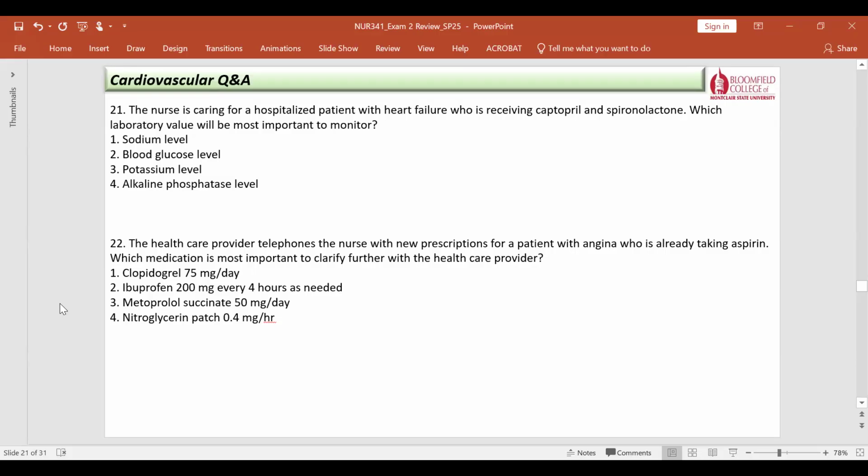The NSAIDs like ibuprofen, they inhibit the beneficial effect of aspirin. So again, the stem has to be within the context of post cardiac stenting. Usually we put patients on aspirin and clopidogrel. That's okay for 6 months, sometimes even for a whole year. But the stem has to be modified to get to the point.